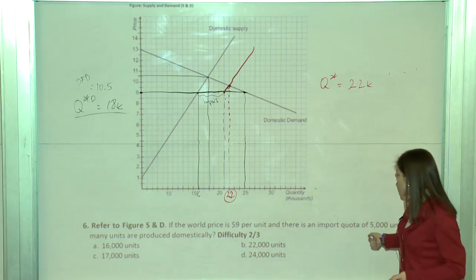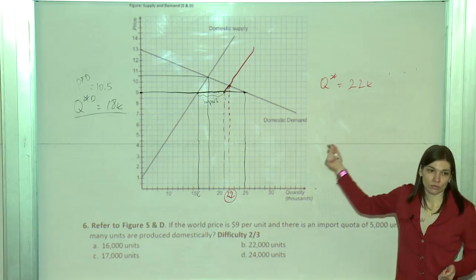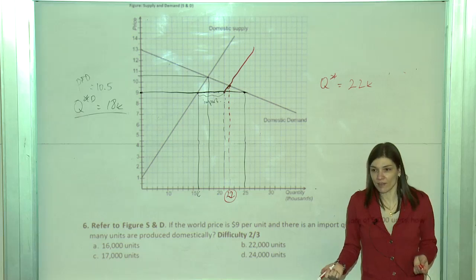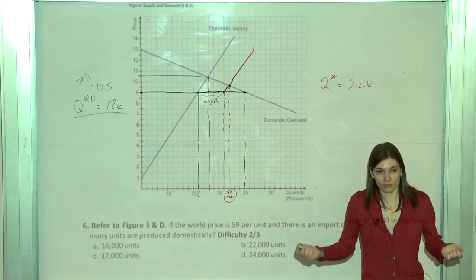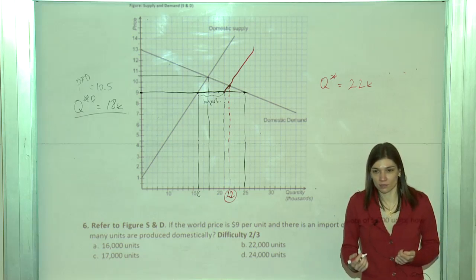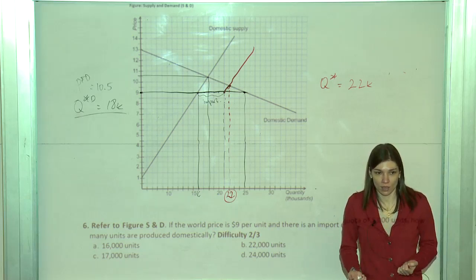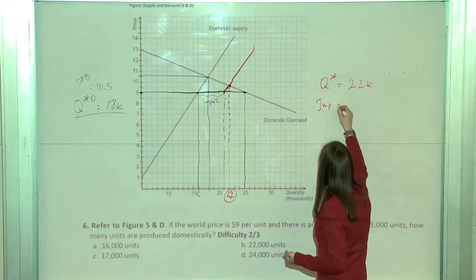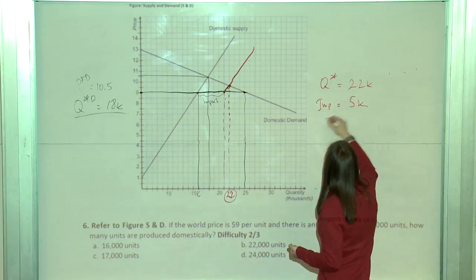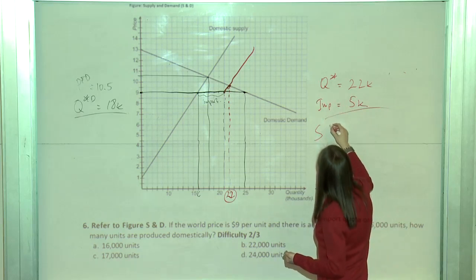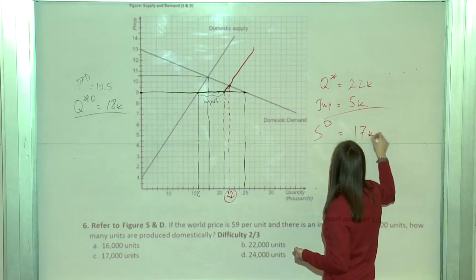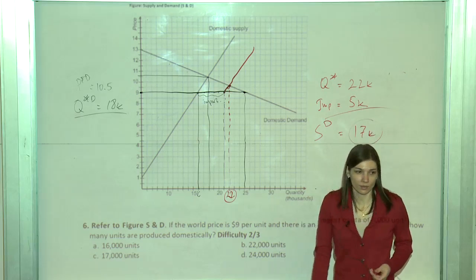The question is, how much of those 22,000 units are supplied domestically? Well, we know we imported 5, right? So whatever's left is what the domestic suppliers produced. All right? So imports are 5,000, therefore domestic suppliers 17,000. Okay, does that make sense?